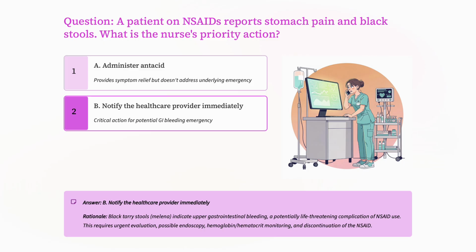Okay, so we have a patient on NSAIDs, and NSAIDs are non-steroidal anti-inflammatories, and they're reporting stomach pain and black stools. And so we're going to look at this. What is the nurse's priority? What is the most important thing? What are we going to do? So if a patient has black tarry stools, that indicates an upper GI bleed. NSAIDs are extremely harmful to the GI tract. So if we are afraid that a patient is having an upper GI bleed, our priority is to notify the doctor. That can be a potential bleeding emergency, and so we have to notify the doctor. It can be life-threatening.